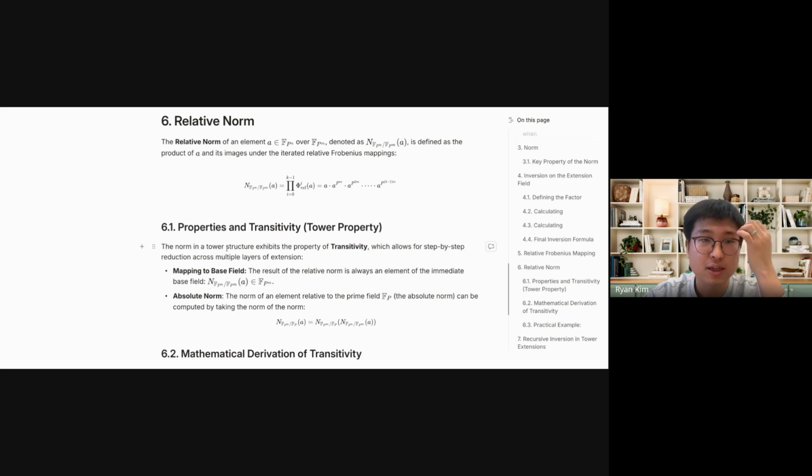The property that this relative norm has, similar to the absolute norm, is that now the relative norm will give us the base field instead of the base prime field. The absolute norm will give us the base prime field, but the relative norm will give us the base field.